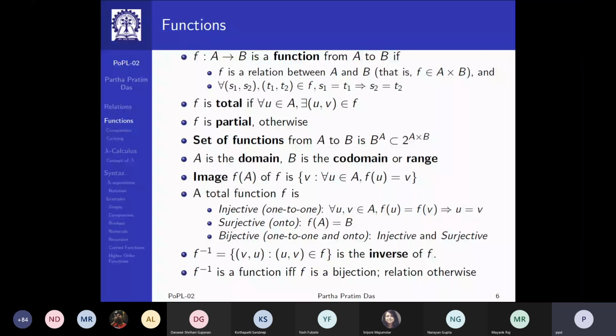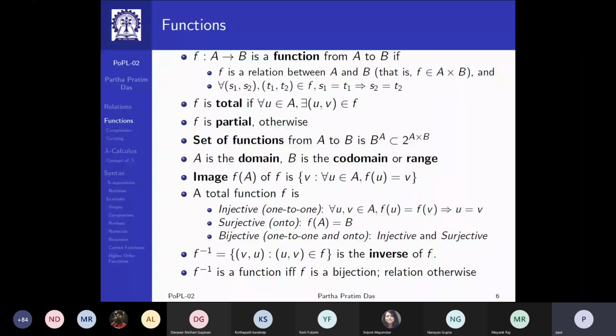It's also called one-to-one. A function is surjective if the image of f is the same as B, which means that every element in B has been mapped to from at least one element in A. And a total function that is onto as well as one-to-one is called bijective, which is injective as well as surjective.